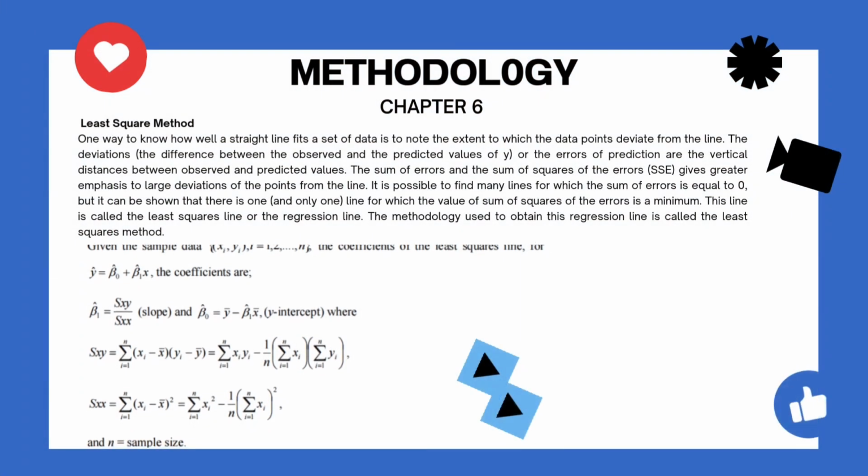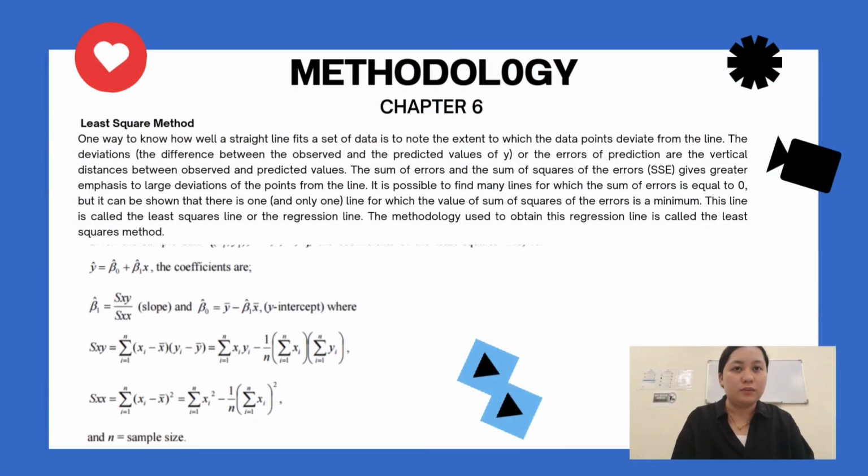The least squares method is also used to determine how well a straight line fits a set of data by minimizing the deviation error between observed and predicted values of y. This error, represented as vertical distances, is squared to give greater weight to large deviations. While multiple lines may have a sum of errors equal to 0, only one line minimizes the sum of squared errors, which is SSE. This line, known as the least squares or regression line, is derived using the least squares method, ensuring the best possible fit to the data.